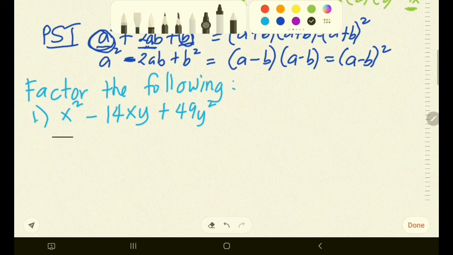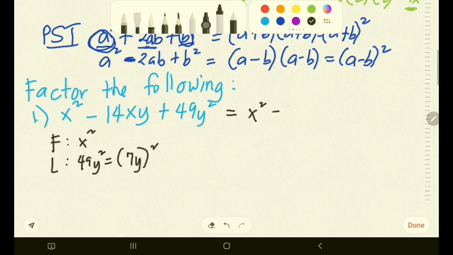First term, that is x squared. That's very clear, this is a perfect square. The last term, that is 49y squared. Express that to the power of 2. So that would be (7y) quantity squared. Okay, class, let's express that: minus 14xy plus the quantity of 7y squared.